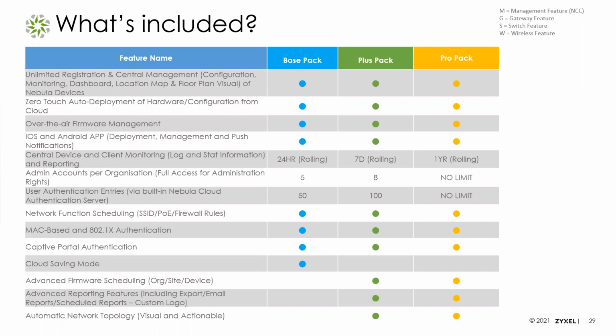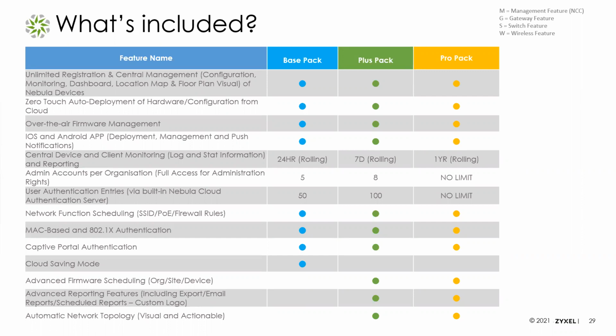Another difference is the number of admin accounts, and we do highly suggest that you don't share admin accounts. Give each one of your guys who's going to be managing this customer their own admin account. With the free version of Nebula, each organization can have up to 5 different admins. With a Plus Pack, you get up to 8, and with Pro Pack, there is no limit to the number of admins you can have per organization.